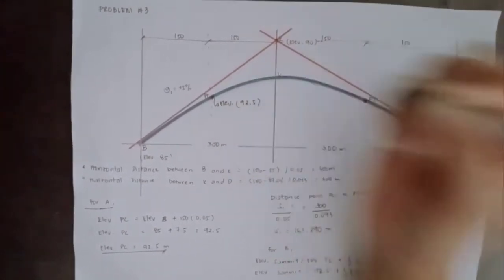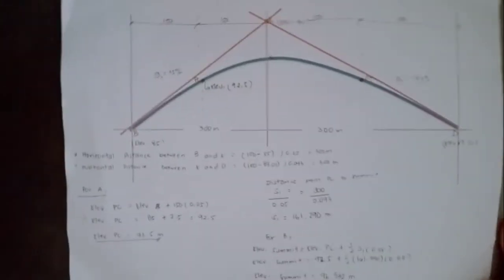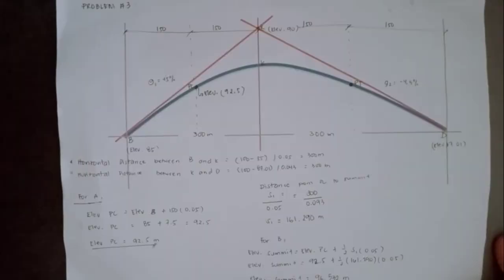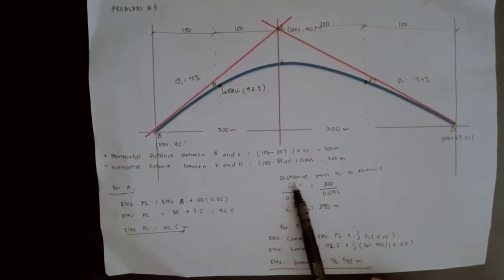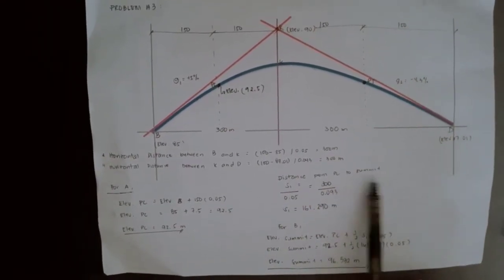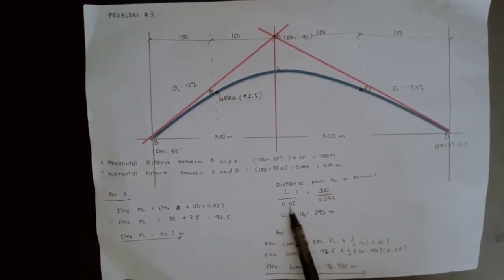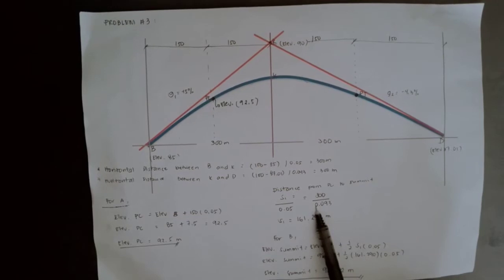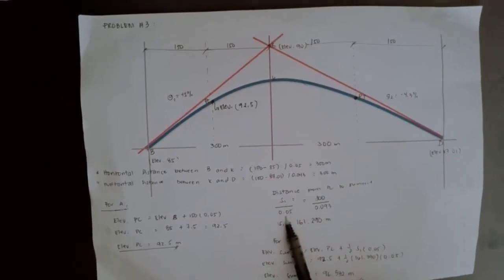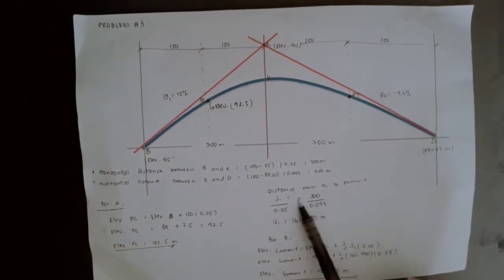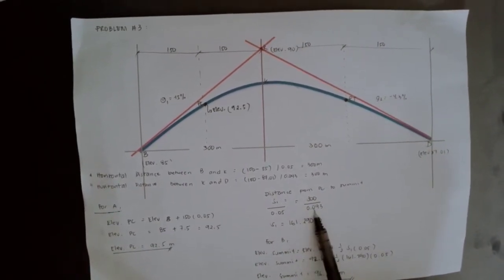Next, we are asked to look for the elevation of the summit. First, we need to look for the distance from PC to summit. Summit is the highest point of the curve. So, just use the formula S1 over G1 is equal to L over G1 plus G2. So, that's simply S1 over 0.05 equals 300 over 0.093.